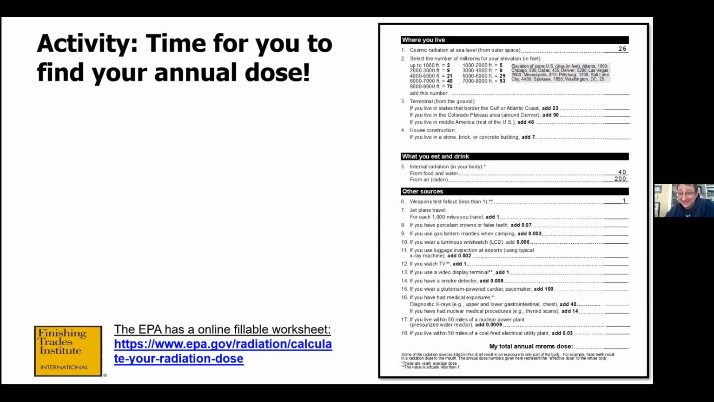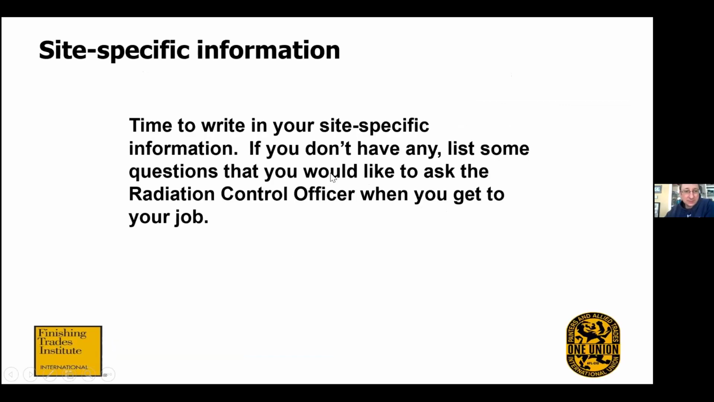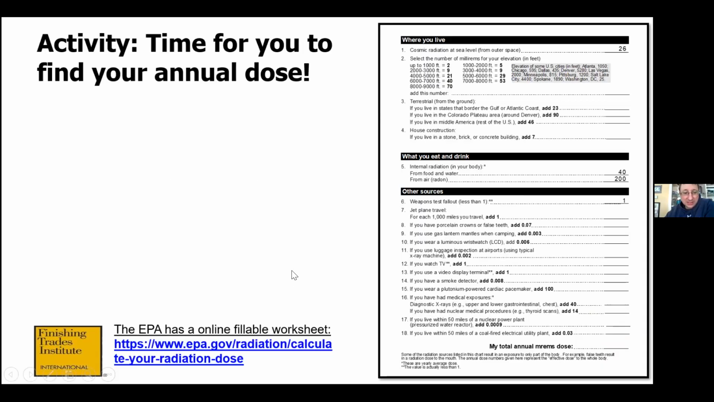With that said, time for an activity. So all of you should have your books. This here is the recent sheet out of the NRC. There's also a fillable online one that you can use too on the EPA. But basically what I'd like folks to do is we're going to take 10 minutes, go through and fill this out, and let's see what our annual radiation dose is in millirems.